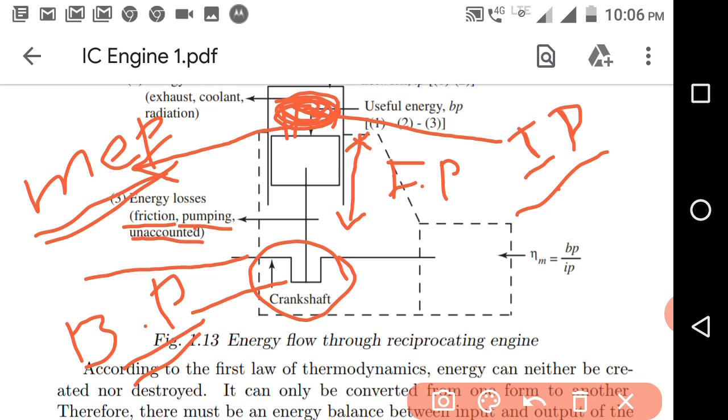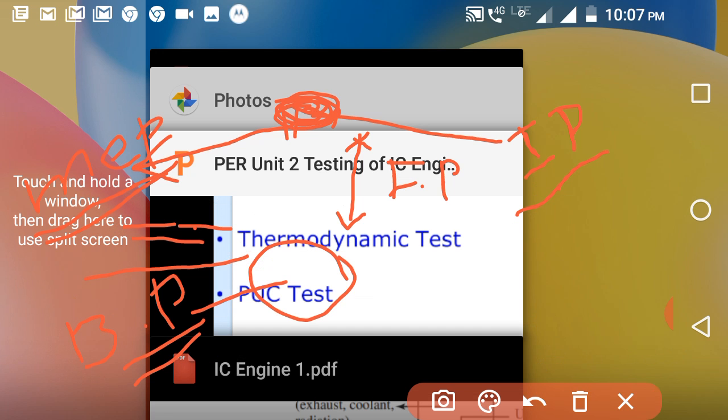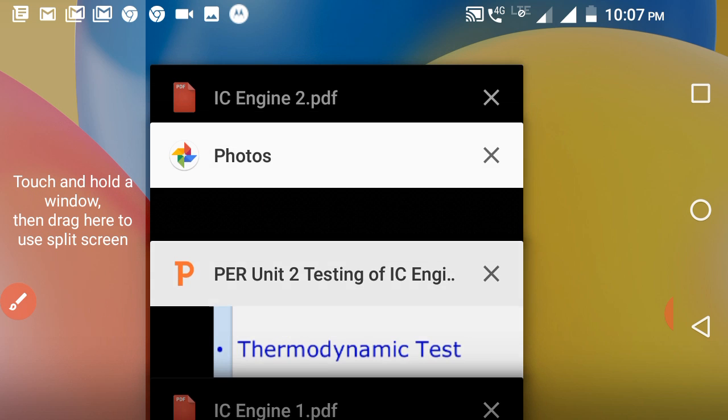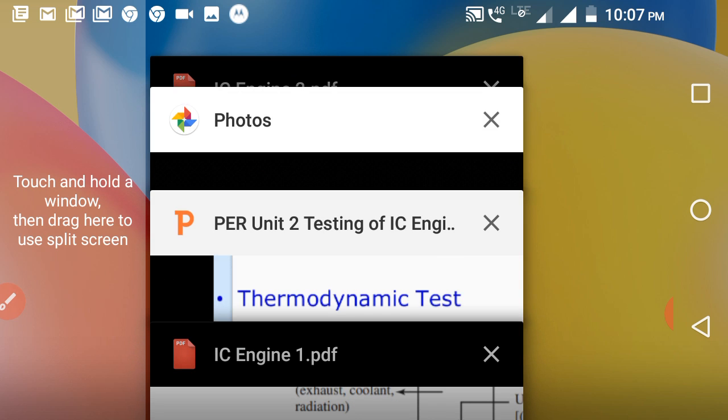The work done by the cycle we can calculate with the help of the PV diagram, and in the PV diagram the area enclosed by the cycle will give you the work done by the cycle. So this concept we are using for finding out the indicated power. We can find out the indicated power with the help of this concept. So again we will take one more diagram.